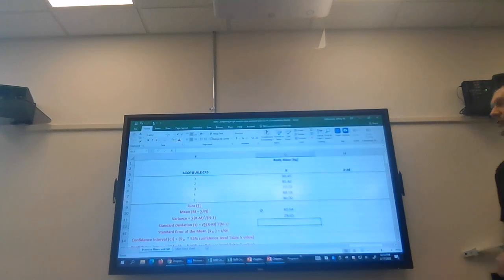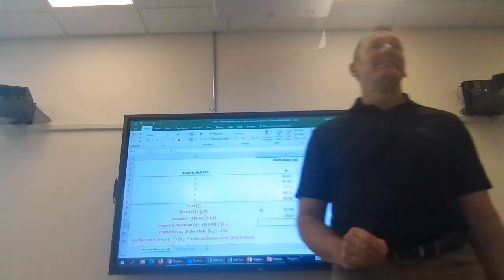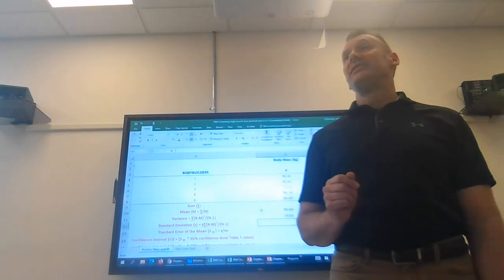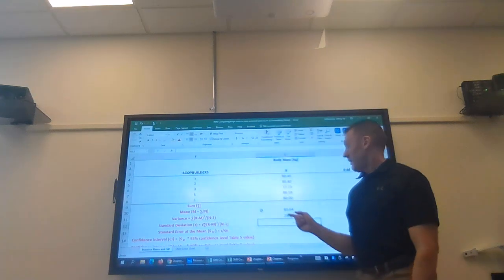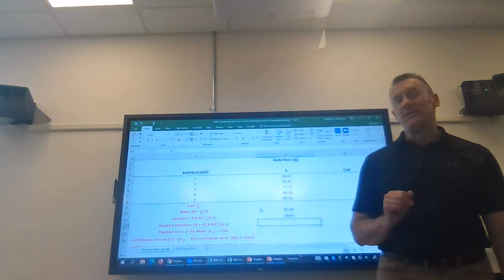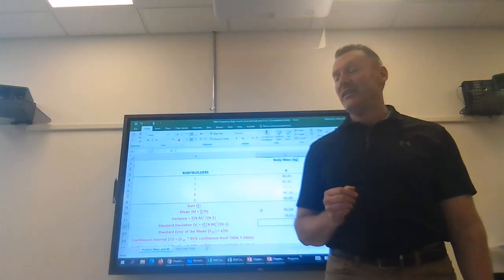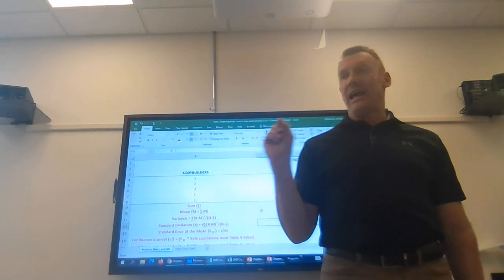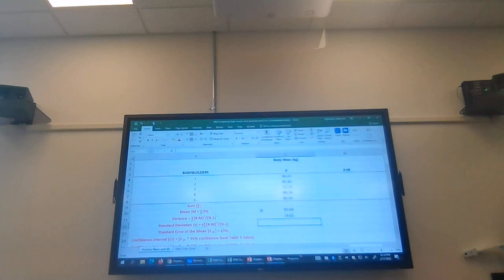So how do we define standard deviation? The square root of what? Square root of the variance. So you can either take the square root of this number, or you can just use the Excel automatic formula equals STDEV.S to get your standard deviation. Either way, you're going to get the same number.